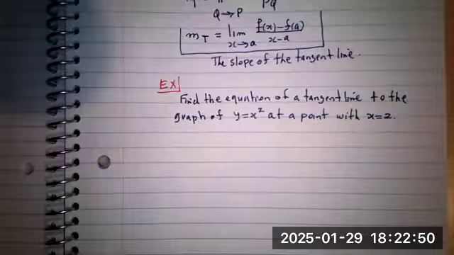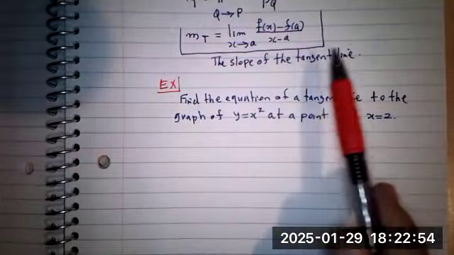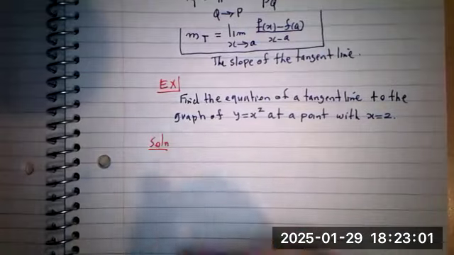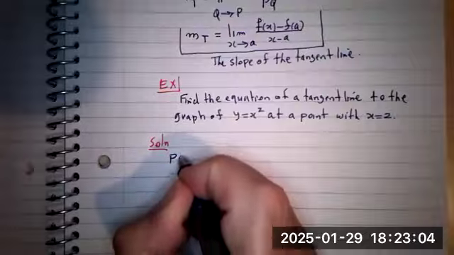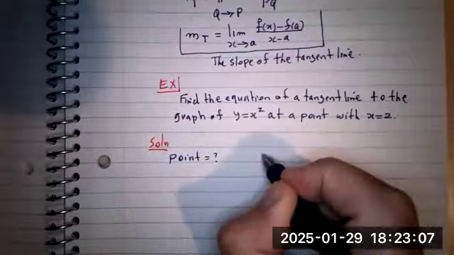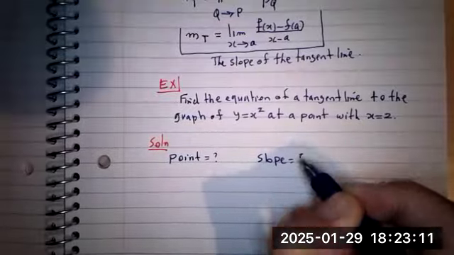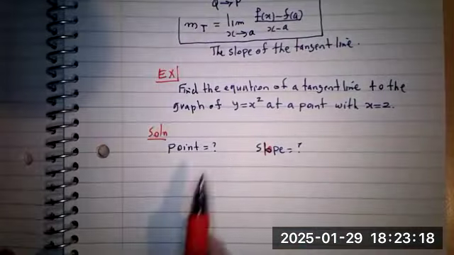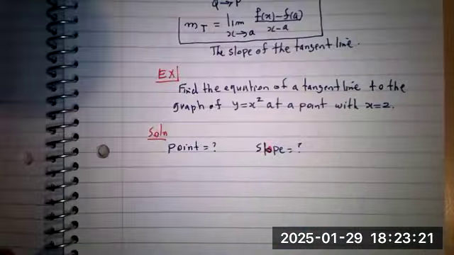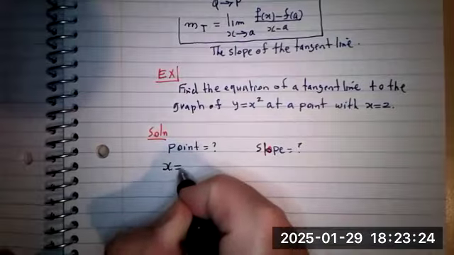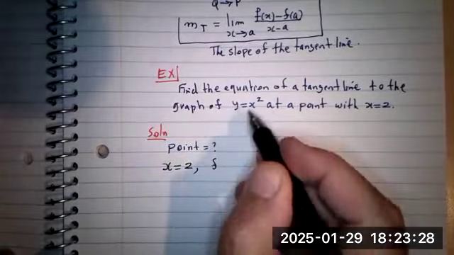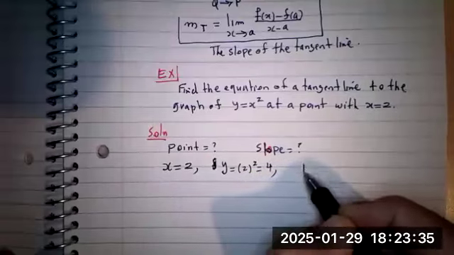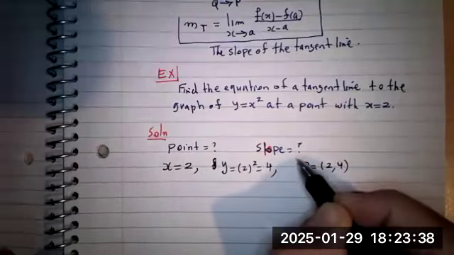At this moment, if you want to do it, this is the method. You have to do exactly what we did over here. This is going to be the solution. You need a point and you need the slope. The point is easy. x is given to you, so x is equal to 2. We substitute to get f of 2: y equals 2 squared, which is equal to 4. So the point is (2, 4).